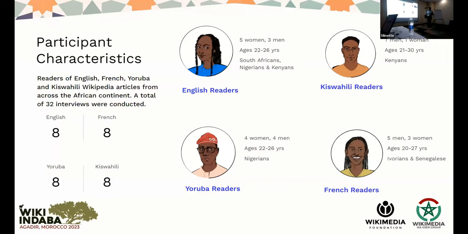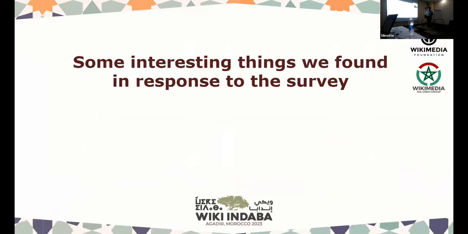So who did we talk to? This slide is specifically showing the people that we talked to in the form of interviews. As you can see, we talked to 8 people from each of these languages. They were drawn from a number of different countries. English readers, for example, were primarily Nigerians and Kenyans. Swahili readers were mostly from Kenya. Yoruba readers were from Nigeria, and French readers from West Africa, Côte d'Ivoire, and Senegal. So we spoke to people from all over the continent and people who read a bunch of different languages. Next slide, please.